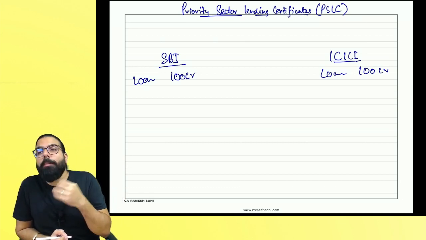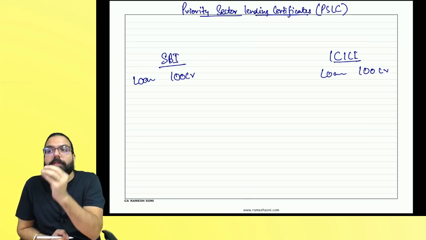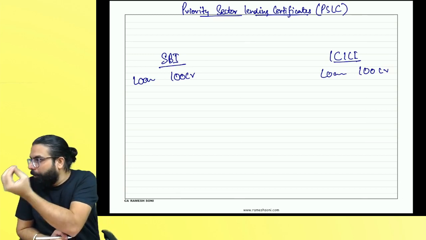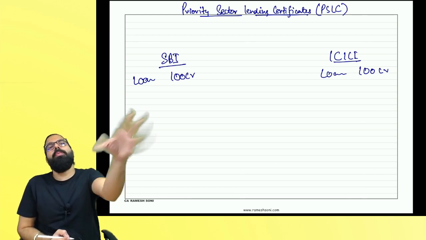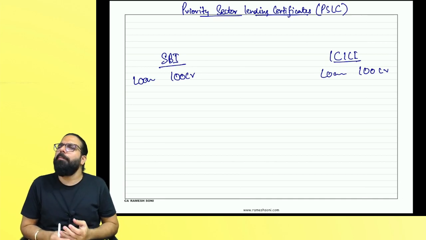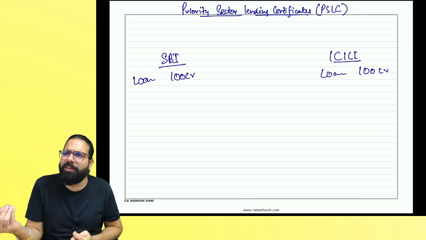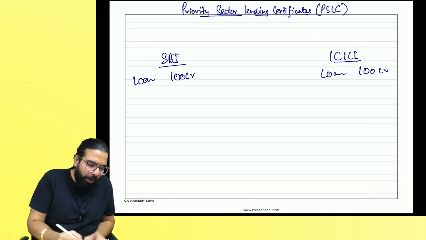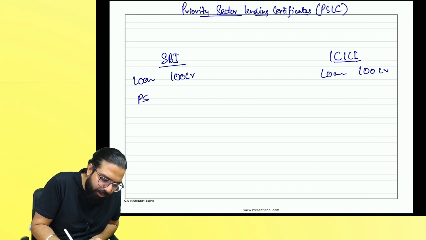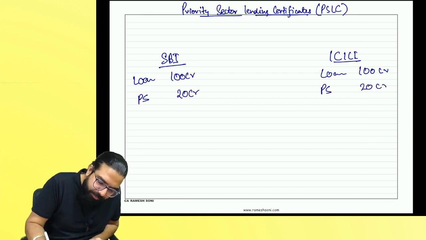What is the priority sector in the country? Agriculture. So RBI has kept norms saying minimum, and I am telling you only a hypothetical figure, that minimum 20% of your loan should be given for agriculture. Like that, micro enterprises and small industries are also priority sector, but I am talking about agriculture. How much loan should be given to the priority sector, everyone? 20 crore.